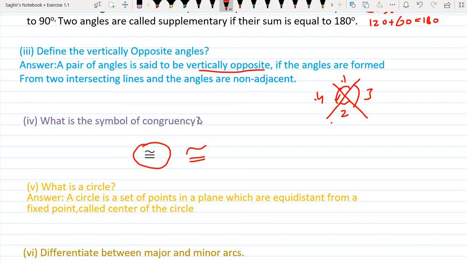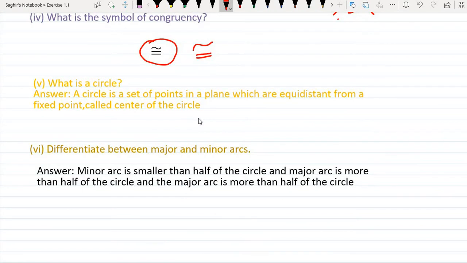What is a circle? A circle is a set of points in a plane which are equidistant from a fixed point called the center of the circle. We take different points, a set of points, and when we join them, all points have equal distance from a fixed point called center. This shape is called a circle, and this is the proper definition. Part number 6 is differentiate between major and minor arcs.